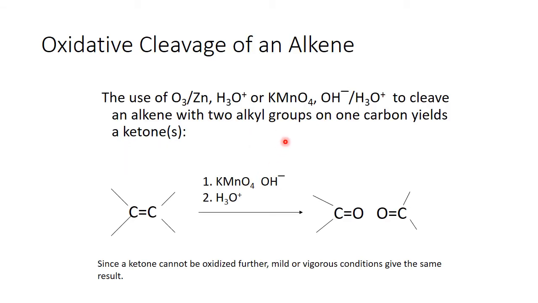If we want to do oxidative cleavage of an alkene, we can use ozone followed by zinc and acid, or potassium permanganate, or again, you can use osmium oxide followed by periodic acid. For you to get a ketone, notice there has to be a carbon here and a carbon here in order for this to end up being a ketone.